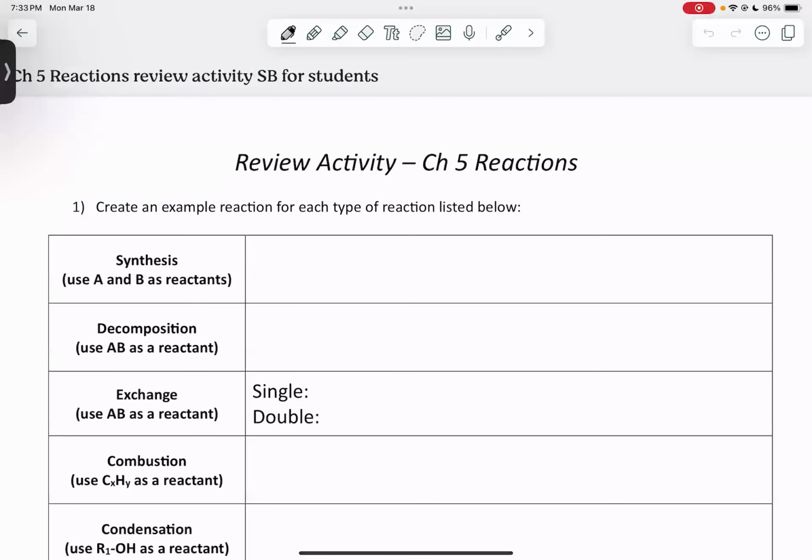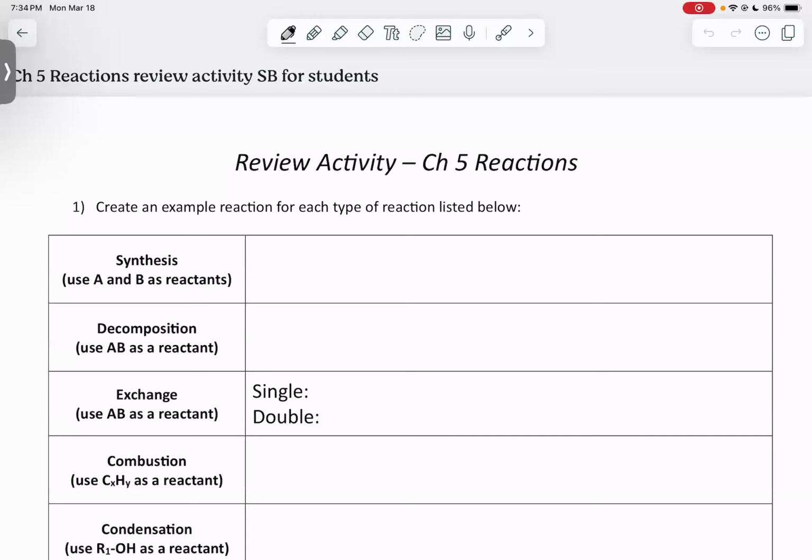All right, so this is chapter 5's review activity, and it's all about different kinds of reactions. What you should do is be able to look at any given reaction and classify it. Is it synthesis? Is it decomposition? Is it condensation?